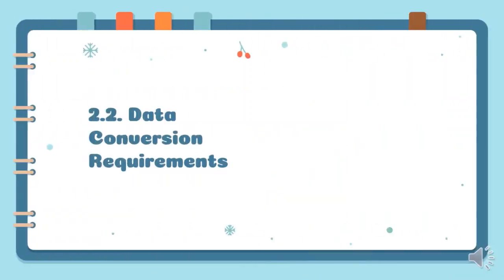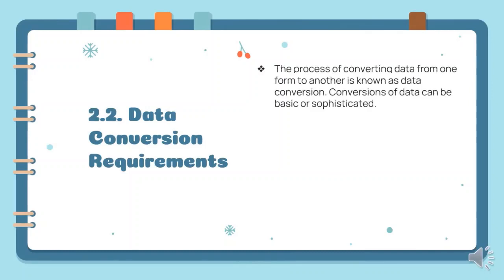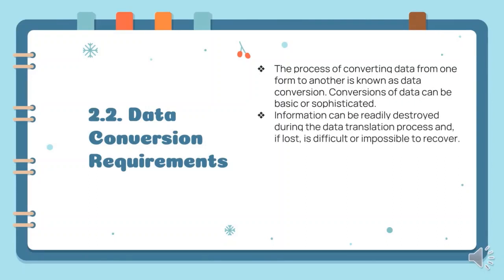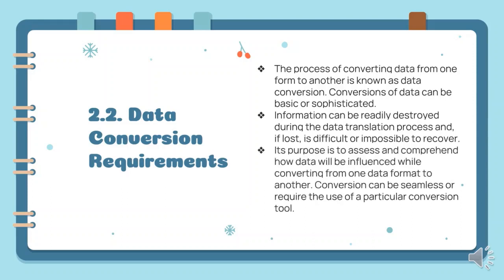Next is the data conversion requirement. The process of converting data from one form to another is known as data conversion. Conversion of data can be basic or sophisticated. Information can be easily destroyed during the data translation process, and in the end it is difficult or impossible to recover. Its purpose is to assess and comprehend how data will be influenced by converting from one data format to another. Conversion can be simple or require the use of a particular conversion tool.